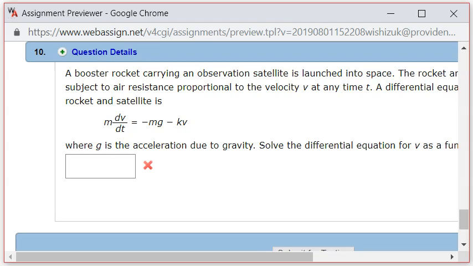Alright, let's look at the homework 11.3, problem number 10. So we have this differential equation here: m times dv over dt is equal to negative mg minus kv. Alright, let's solve this differential equation.